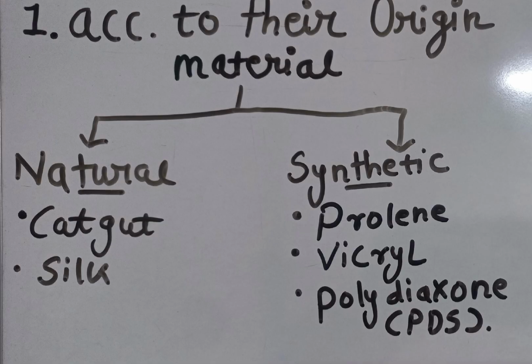Examples of the synthetic sutures are Prolene, Vicryl, and polydioxanone. They are synthetic, so they do not cause that much tissue reaction when used.